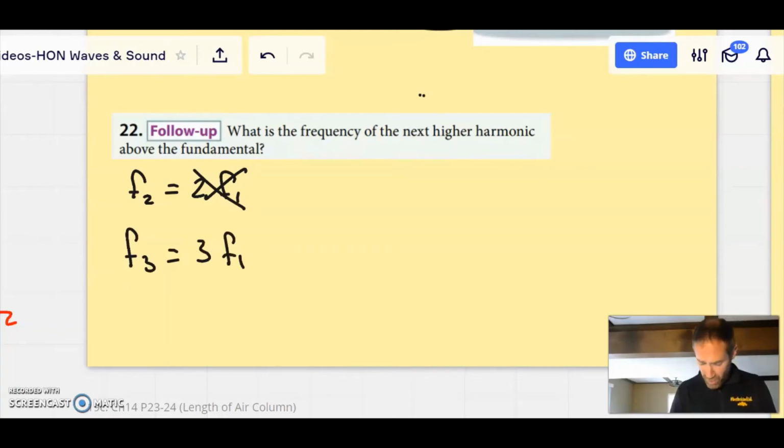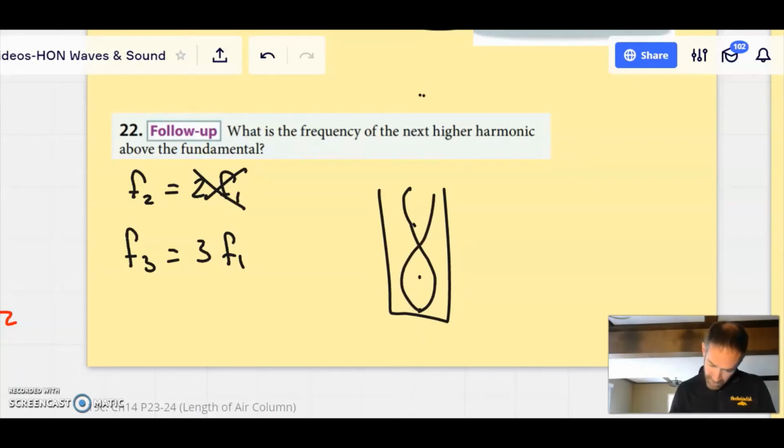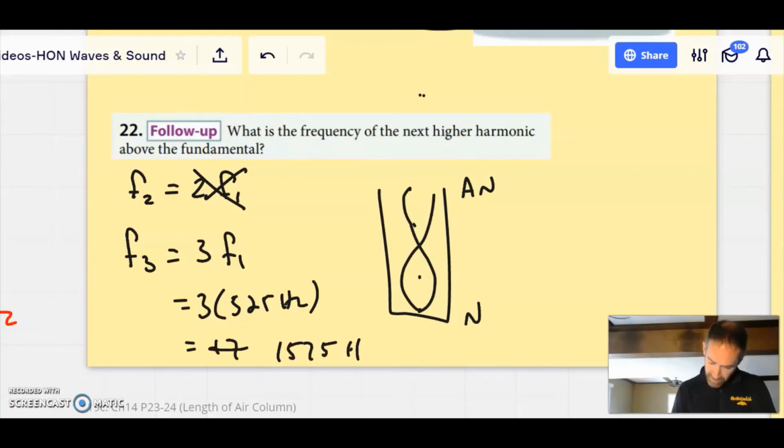Frequency 3 will work, though, and that will be 3 times that fundamental frequency. Why is frequency 3 going to work? Well, just in short, if I have a picture that looks kind of like this, I have that node at the bottom and I have that antinode at the top, and that will give me the resonance. And if you play the bottle, you'll actually see that this frequency will be in the sound too. 3 times that fundamental, 525 hertz, will be 1575 hertz.